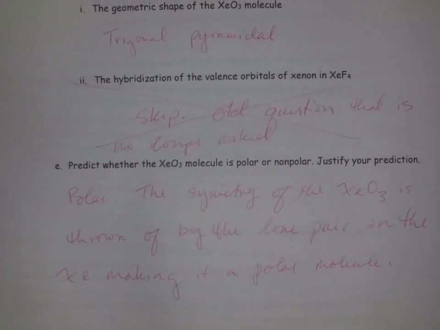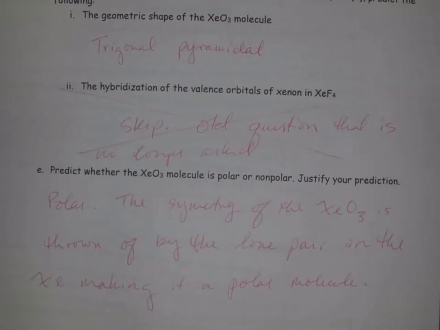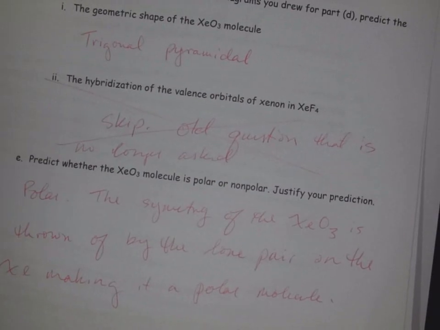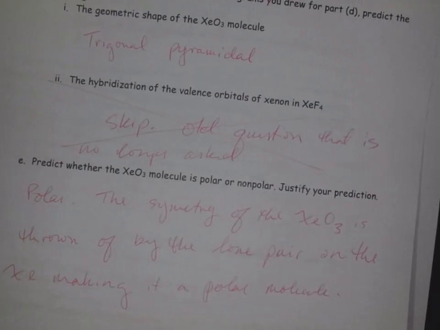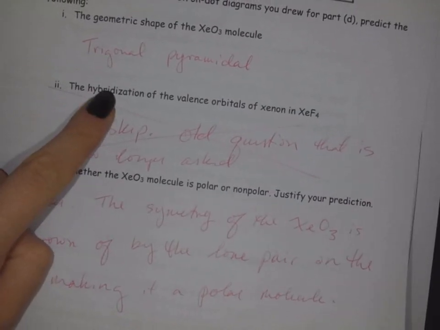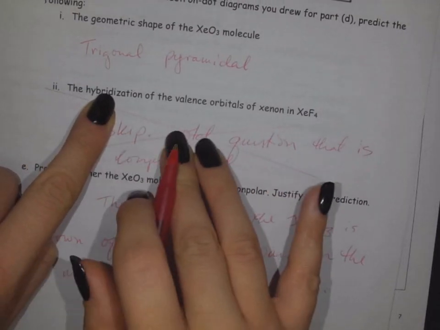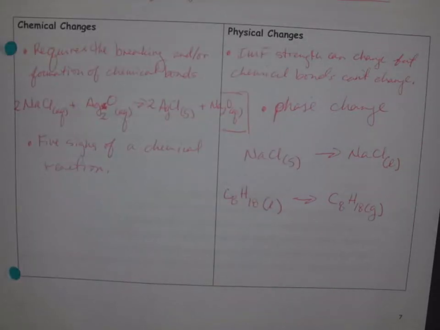We need to skip it. It's an old question. It's back when we thought that hybridization also happened with the D block, but now we know that's no longer true. So they wouldn't ask you a hybridization question that is more than an sp3, and that's what's going on here. So you can skip that one. But the rest, I want you guys to do.